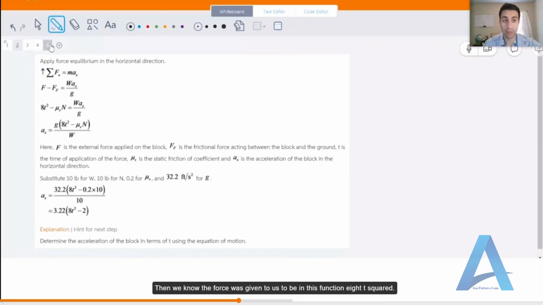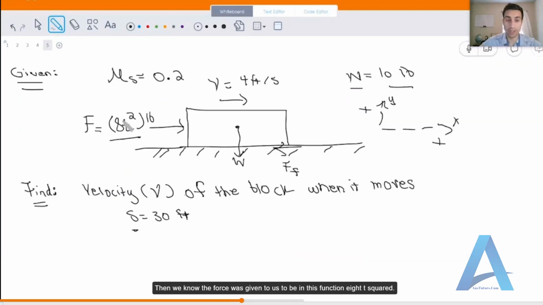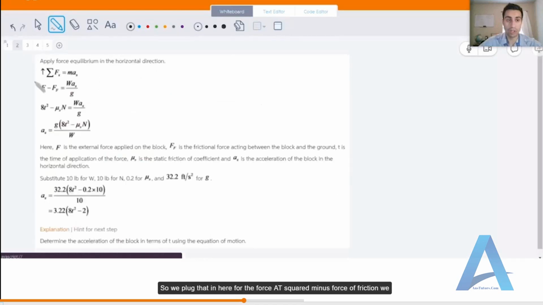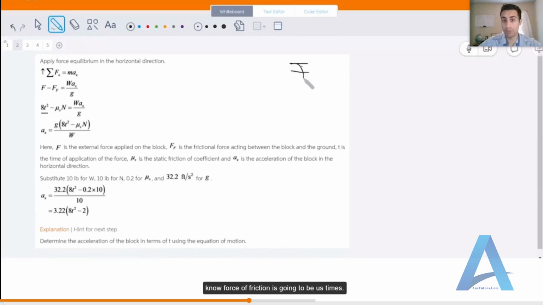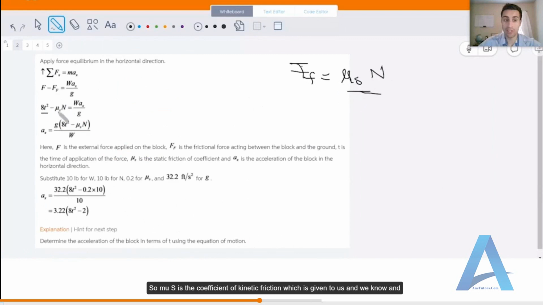Then we know the force was given to us to be this function, 8t squared. So we plug that in here for the force, 8t squared, minus force of friction. We know force of friction is going to be mu_k times N. So this is the equation for the force of friction. So mu_k is the coefficient of kinetic friction, which is given to us, and we know N, equals the weight over gravity times a of x. So our goal here is to solve for a of x. So we want to determine the acceleration of the block in terms of t using the equation of motion.